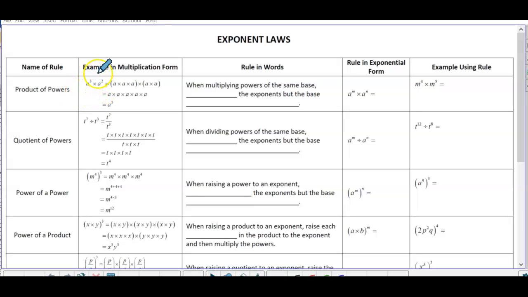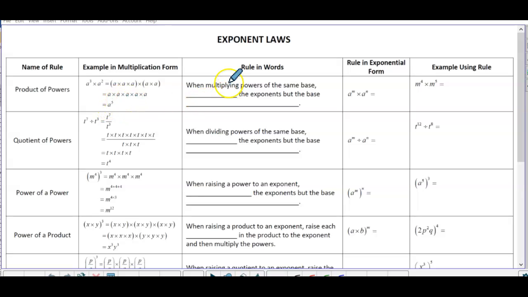So here we have a cubed times a squared. If we show this the long way, remember powers are repeated multiplication. So you can see how we can come up with the law for this. This is going back to the basics. There's 3 a's multiplied together and 2 a's multiplied together here. Altogether, there's 5 a's multiplied together, which is a to the fifth.